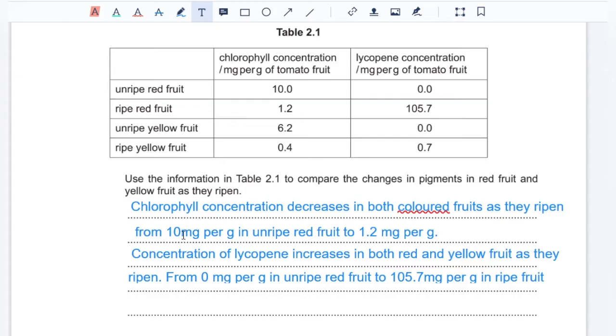And I've quoted the data for the red fruit. So it's going to decrease from 10 milligram per gram of fruit to 1.2 milligram per gram as the fruit ripens. You could also have quoted the data for yellow fruit. And I've also stated that the concentration of lycopene is going to increase in both red fruit and yellow fruit as the fruit ripen. Again, I've quoted the data for red fruit. You could do that for yellow fruit as well.